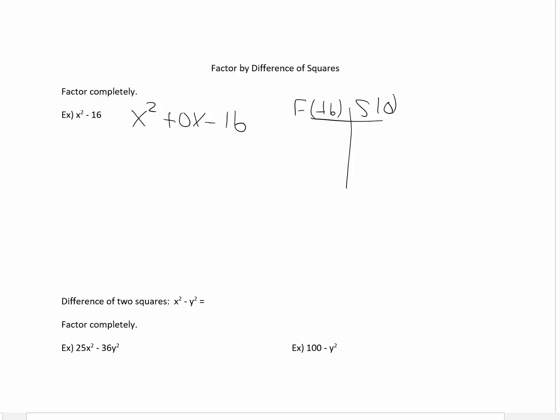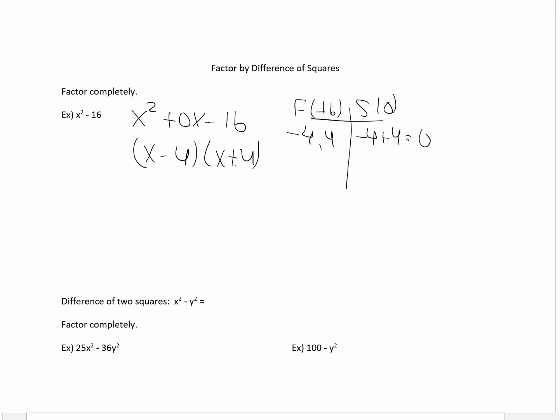Because it's negative, one of the factors has to be positive, the other one has to be negative. Well, in this case, that's going to be what? Negative 4 and positive 4, because negative 4 plus 4 is 0. So I can rewrite this then as x minus 4 and x plus 4. Now, let's go back to x squared minus 16. X times x is x squared, and 4 times 4 is 16. The square root of x squared is x, and the square root of 16 is 4.